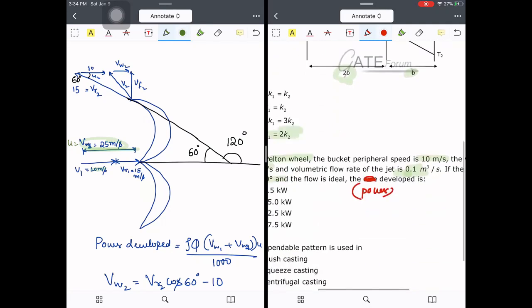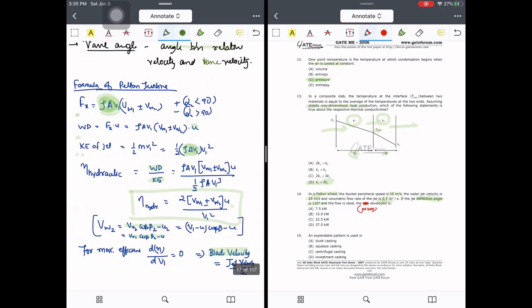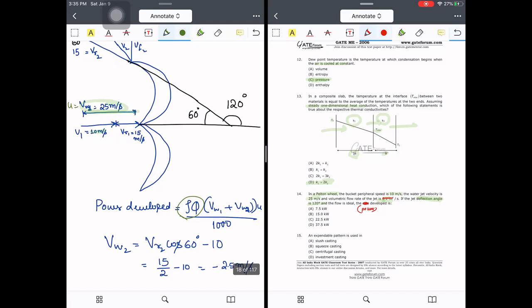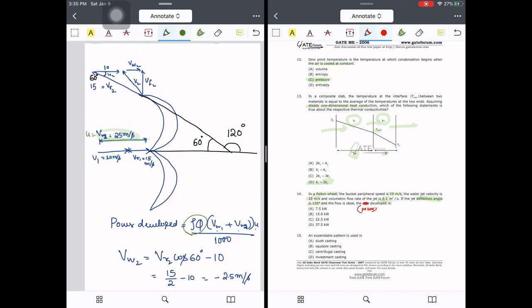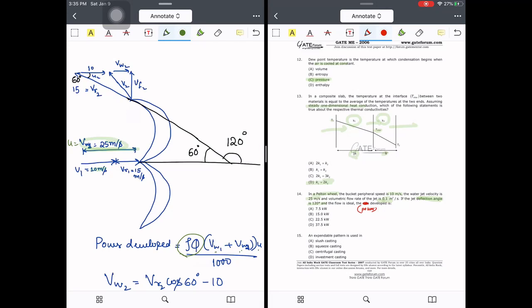Now we need to find the power developed, because the units are in kilowatt. So first, the power is nothing but the work done per unit time. We know that rho Q is nothing but our mass flow rate. Usually we use rho A v, but since they have already given 0.1 meter cube per second, that means we have the mass per unit time. So (vw1 plus vw2) into u is our power developed. Now the challenge is to calculate the corresponding vw1 and vw2.